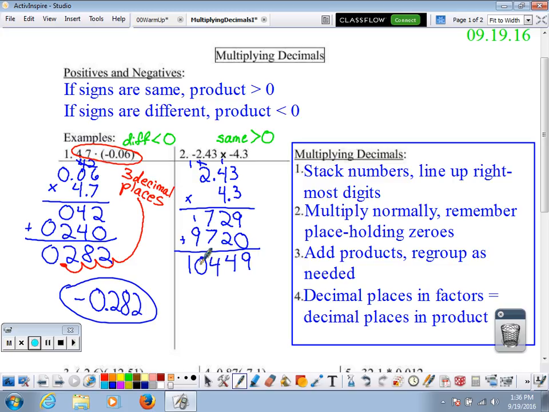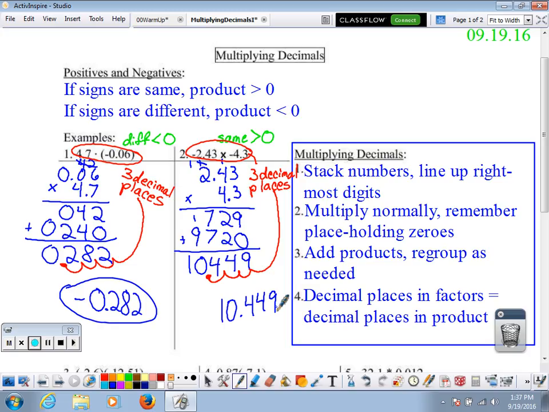Very good. Now, the decimal places. How many decimal places do we have in these factors? How many decimal places in those factors? We haven't heard much from yet. Yes, Hannah. 3. 3 decimal places. Very good. Which means I need 3 decimal places in my product. 1, 2, 3. And I have 10.449.